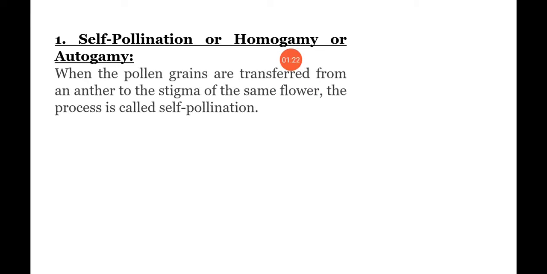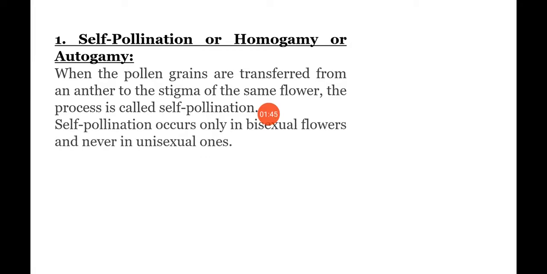We need to know the definition of self pollination or autogamy. When the pollen grains are transferred from anther to stigma of the same flower, the process is called self pollination. Or you understand, transfer of pollen grains from the anther to stigma of the same flower is called homogamy or autogamy or self pollination. And this self pollination occurs only in bisexual flowers, it does not occur in unisexual flowers. Okay, it occurs only in bisexual flowers but never in unisexual flowers.